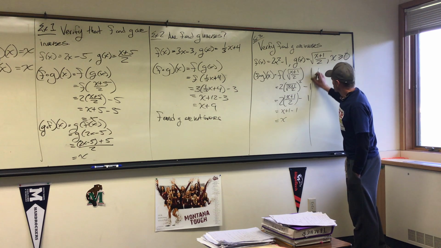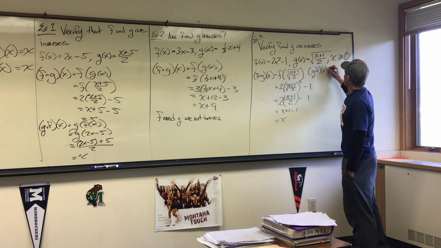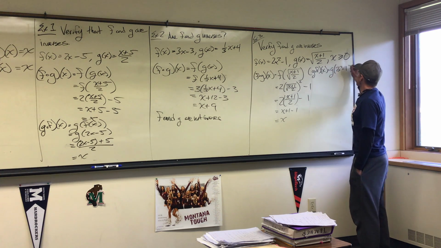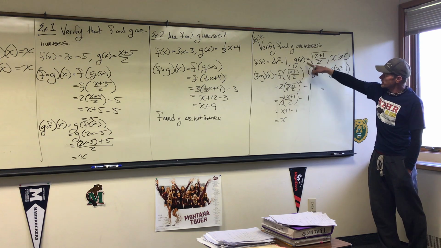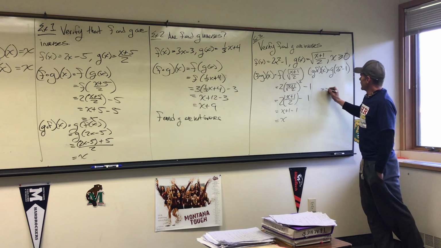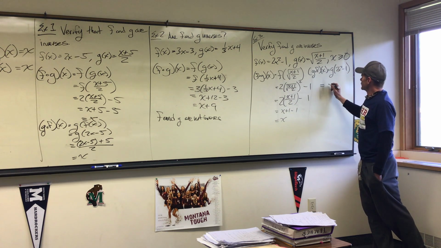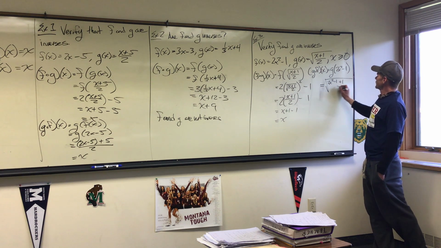g composed with f, I don't want to do that. g composed with f, we are going to evaluate g at f. f is 2x squared minus 1. Okay, so we're going to put that 2x squared minus 1 into the function g. Here's your input for g. So we have, what is wrong with my equal signs? The square root of (2x squared minus 1), that's your input, plus 1, over 2.